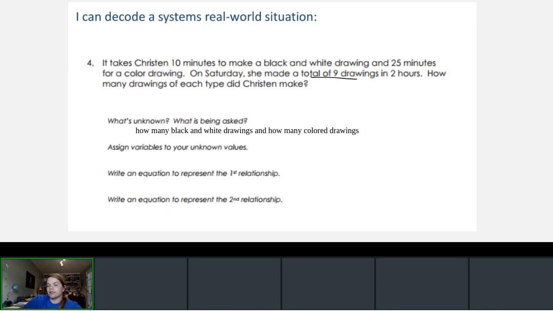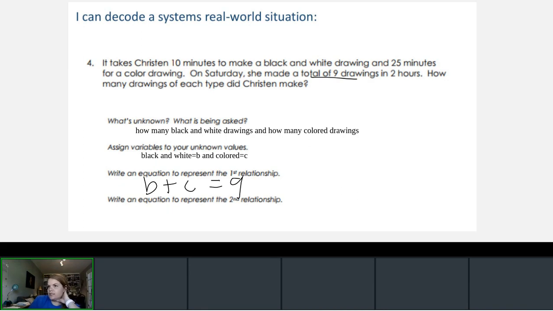All right, so now we're going to assign variables. So we'll let black and white equal B, and colored can equal C. So write an equation to represent the first relationship. First relationship is that she made a total of 9 drawings. Okay, so if she adds together her black and white plus her colored, B plus C is going to equal 9.